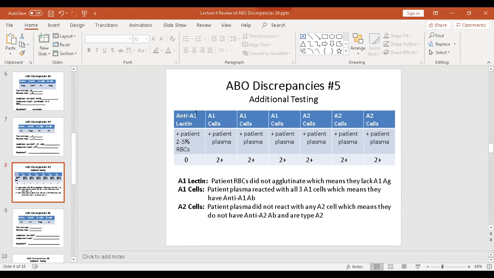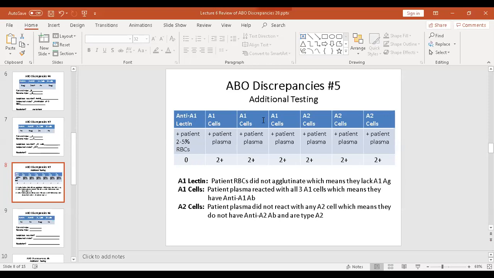So this would be like an additional tube in our forward typing. So we're going to add a drop of anti-A1 lectin, a drop of our patient's 3 to 5% red cells, and we're going to test. Okay. And so here we see we got a negative reaction. Okay. So let's see what happened. The patient red cells did not agglutinate with anti-A1, which means they lack the A1 antigen and are probably type A2. Okay, so that confirms A2.